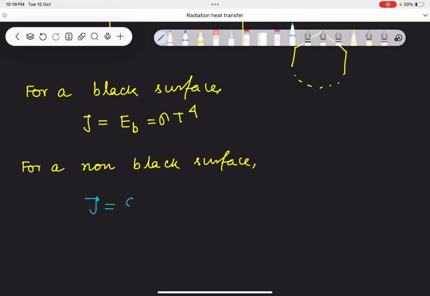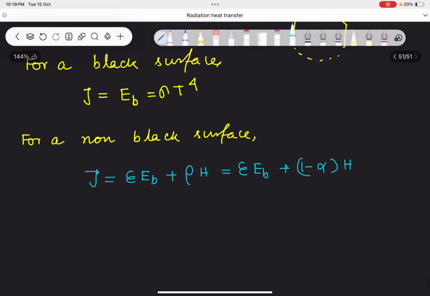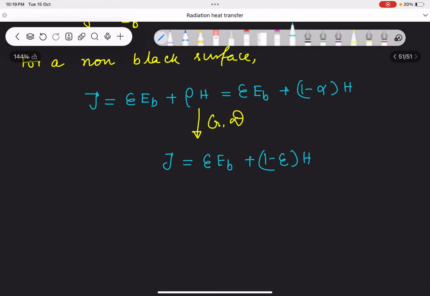So J is equal to epsilon into EB plus rho into H. Now, epsilon into EB plus 1 minus alpha into H. If I further consider a gray and diffuse surface, then this will boil down to J is equal to epsilon into EB plus 1 minus epsilon into H. Clear? So this is epsilon, it is fine. But I can see that here J is at least not equal to EB.